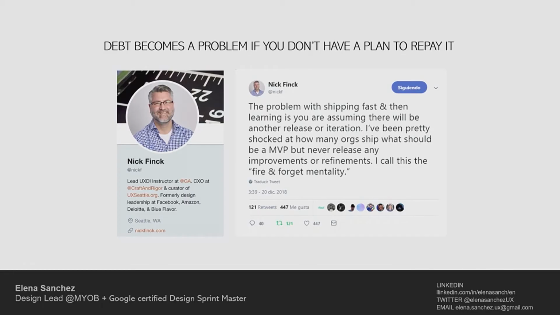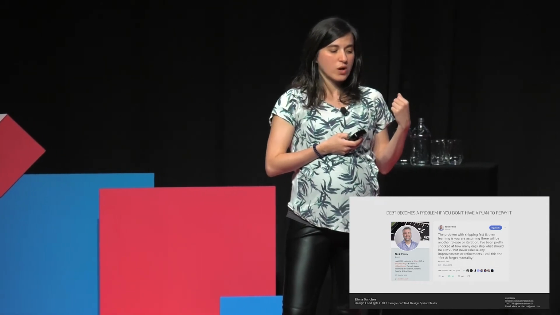In fact, the same as with a house, debt only becomes a problem if you don't have a plan to repay it. So I really agree with Nick Finck, and he was talking about he's shocked at how many organizations ship what should be an MVP but never release the improvements or refinements. And he calls this a fire and forget mentality. I think UX debt keeps accumulating interest and the cost compounds over time until it's unmanageable. So you need to rebuild the whole thing or the whole application.